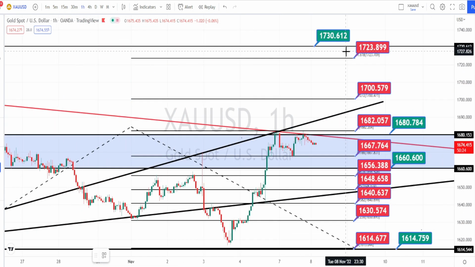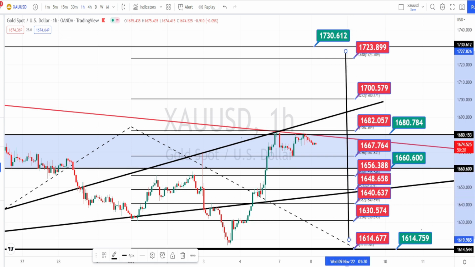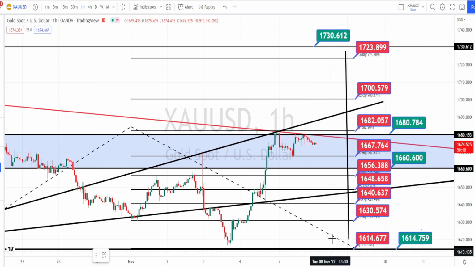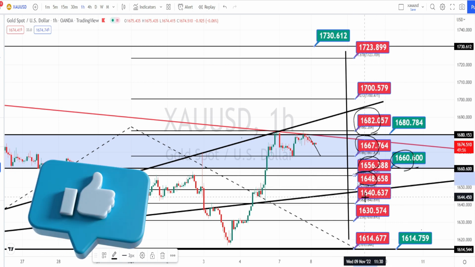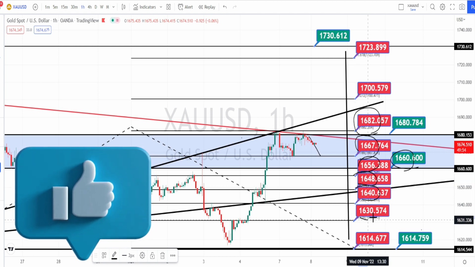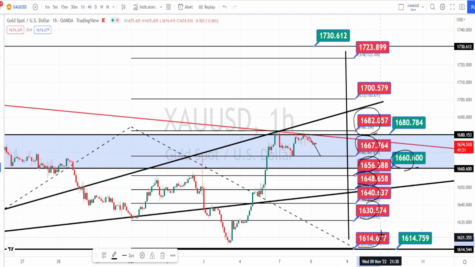So the values within this red color boxes are the resistance and support levels for current price action in hourly time frame. Currently the price action is trading between the resistance level of 1682 to 1667. And if the price action breaks the support level, next level of support is going to be around 1660, which is from the daily time frame, 1656, 1648, 1640, 1630 and 1614.